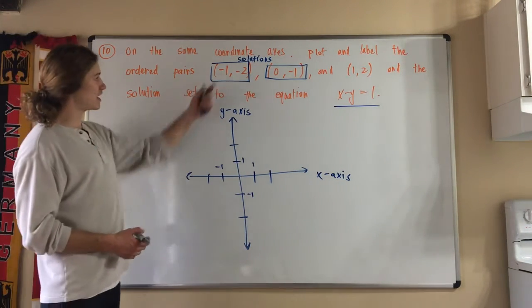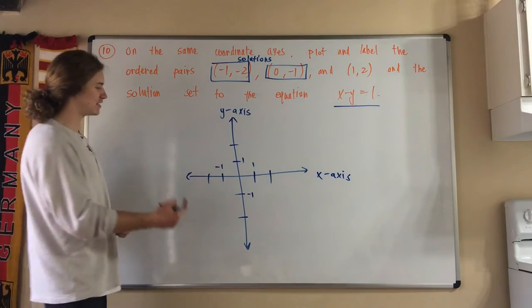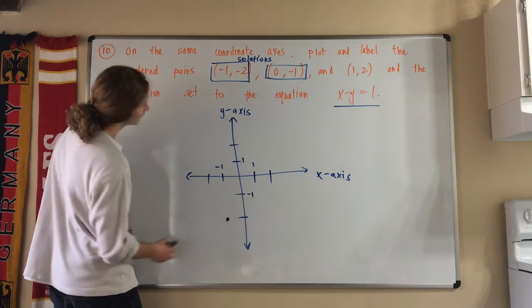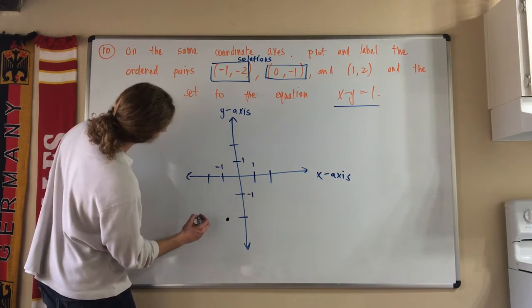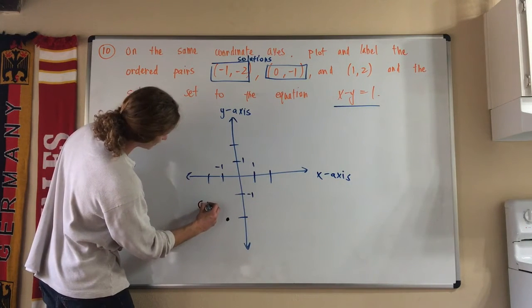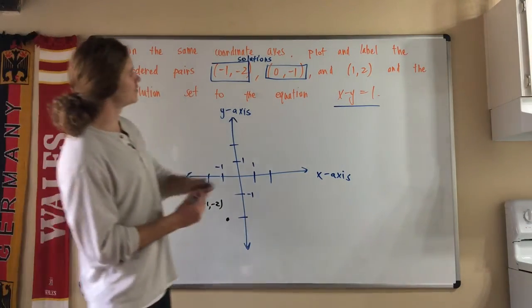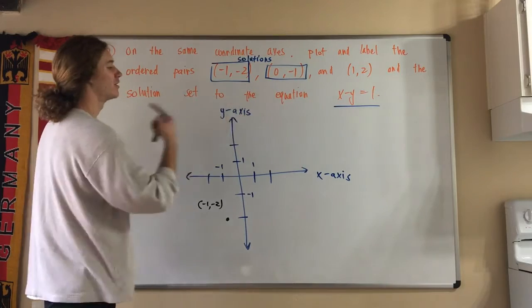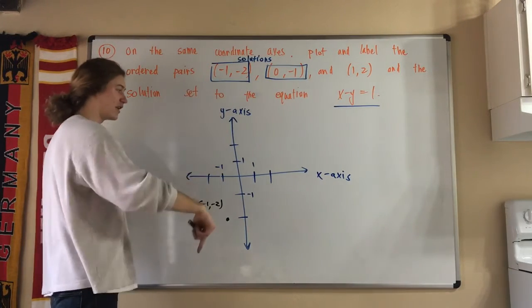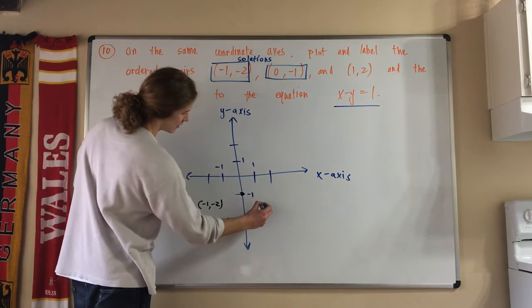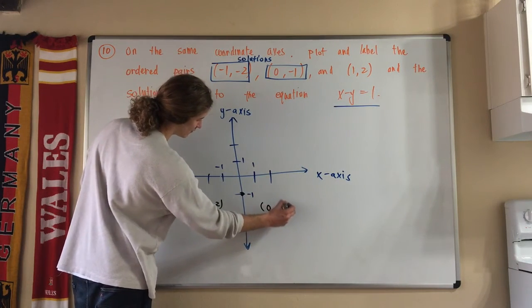If I want to plot the point negative 1, negative 2, let's start there. So that's negative 1 in the x direction and negative 2 in the y direction. That'll put me right down there. And so this is negative 1, negative 2. Where's another point I can plot? Well, how about 0, negative 1? That's 0 in the horizontal direction and negative 1 in the vertical direction. So you can see that point is right here. This point is 0, negative 1.